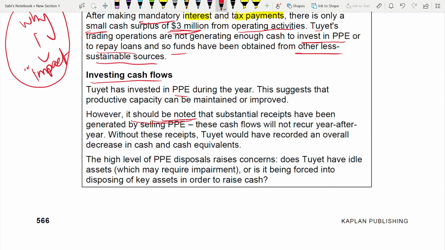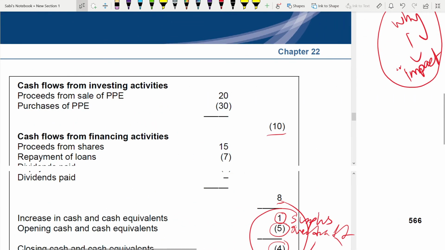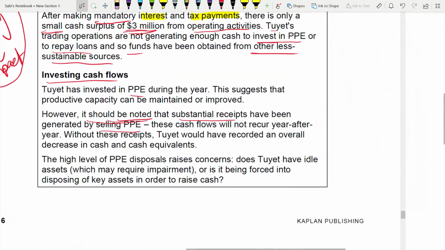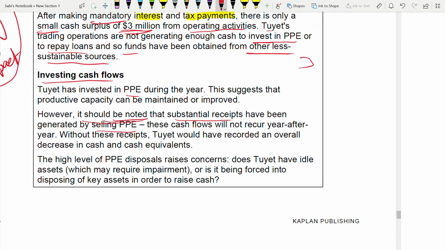That's it. Okay. That substantial receipt has been generated by selling. Substantial receipt you have got by selling the property, plant and equipment. You have got 30, 30 or 20. It's 20 million. Earlier you were having 3 million from operating, but from investing you are getting 20 million, which is good. Substantial amount. Substantial receipt. It's a big amount by selling this one. But is this a good thing or not? It's not a good thing.